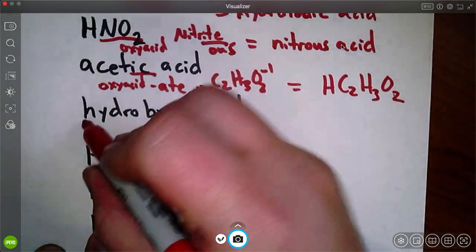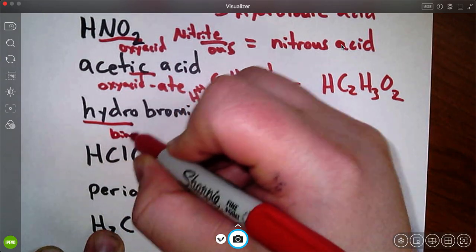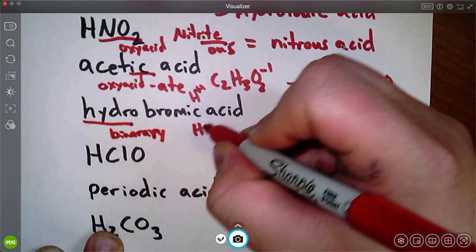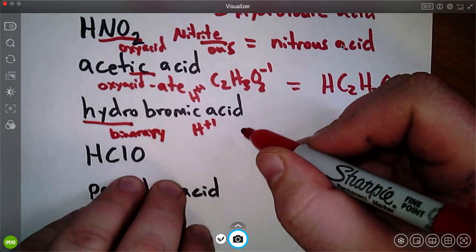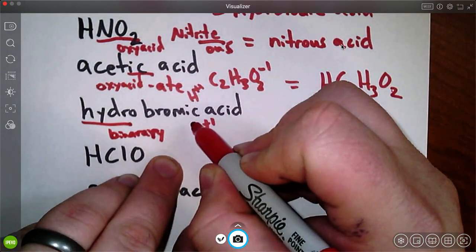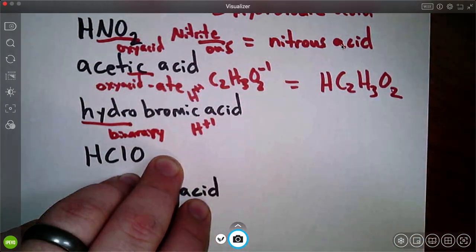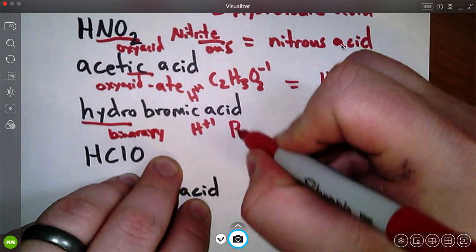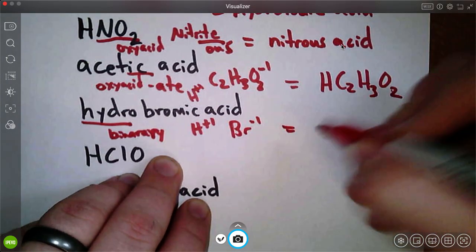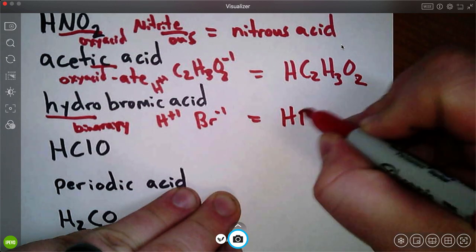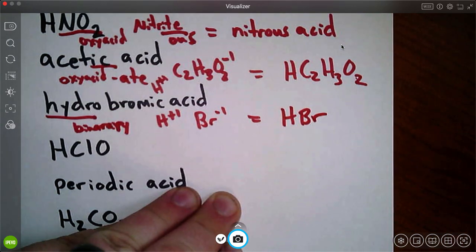Hydrobromic acid. Hydro means binary. So we are dealing with hydrogen plus an element. Which element? Bromic. Well, bromine. So change the ending from ic to, it's an element, bromine. So bromine, Br, which is a -1. Same charge, +1, -1, so this would be HBr. Okay?